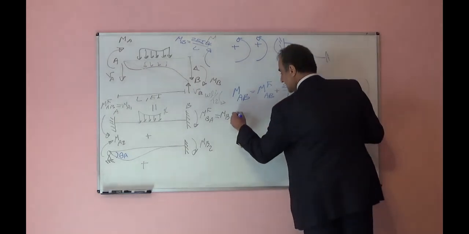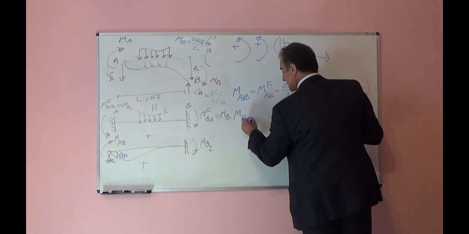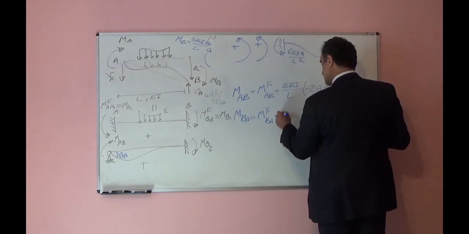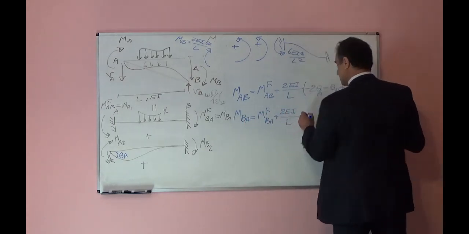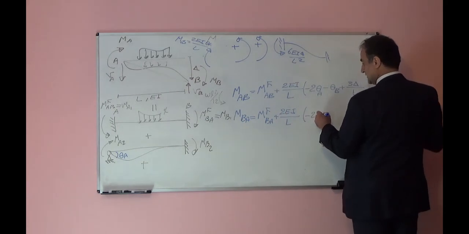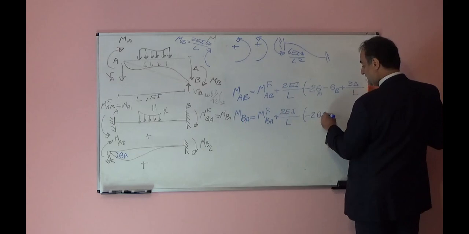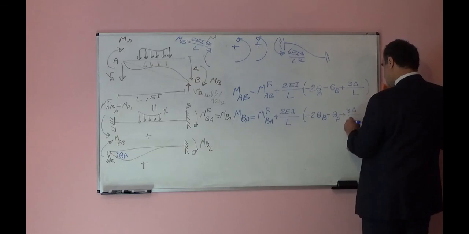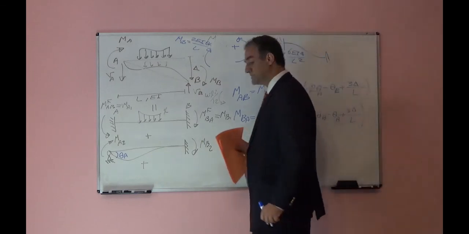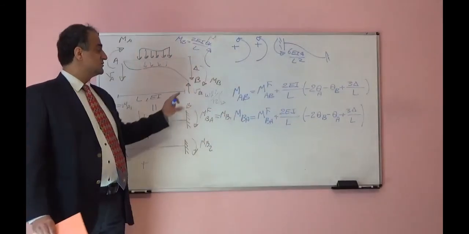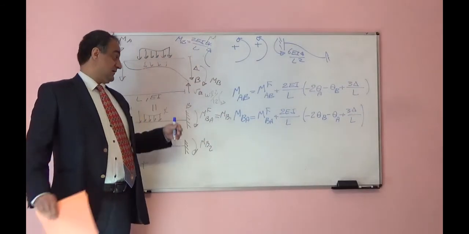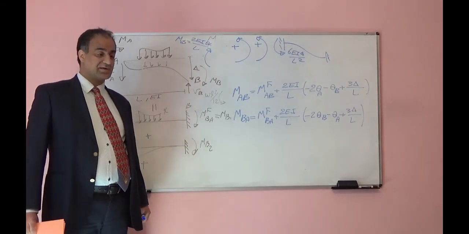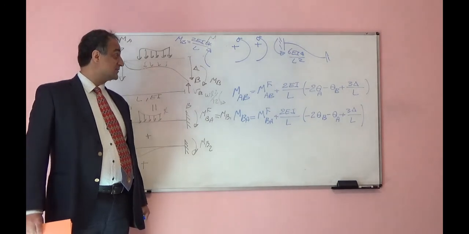In a similar way, MBA will be equal to M fixed BA plus 2EI over L times minus 2 theta B minus theta A plus 3 delta over L. These are slope deflection equations. Using these equations, we will be able to solve indeterminate structures. We will be able to find the reaction and deformation in indeterminate structures.